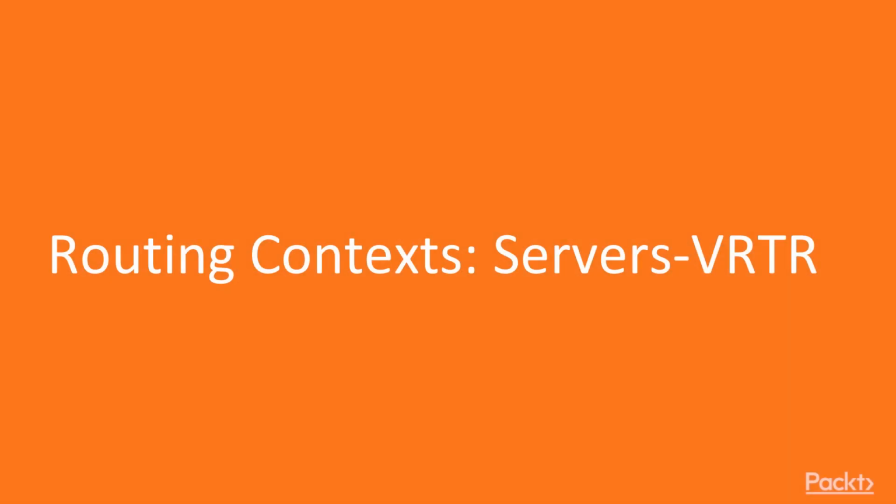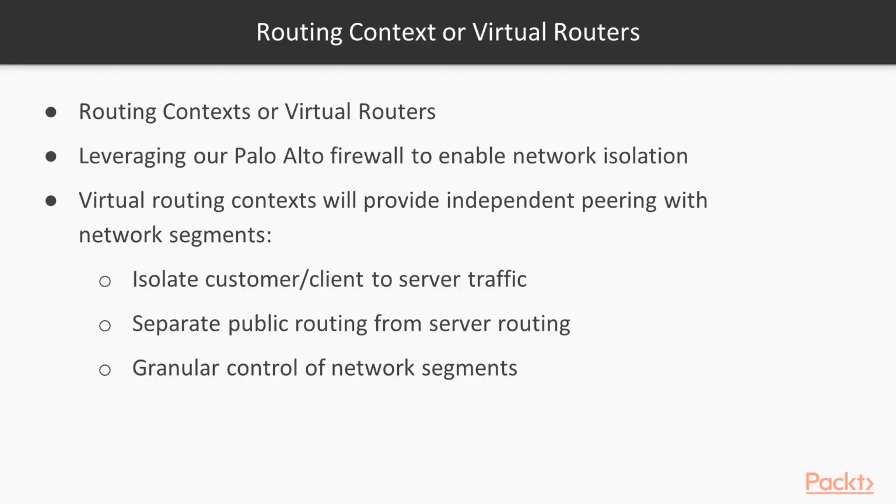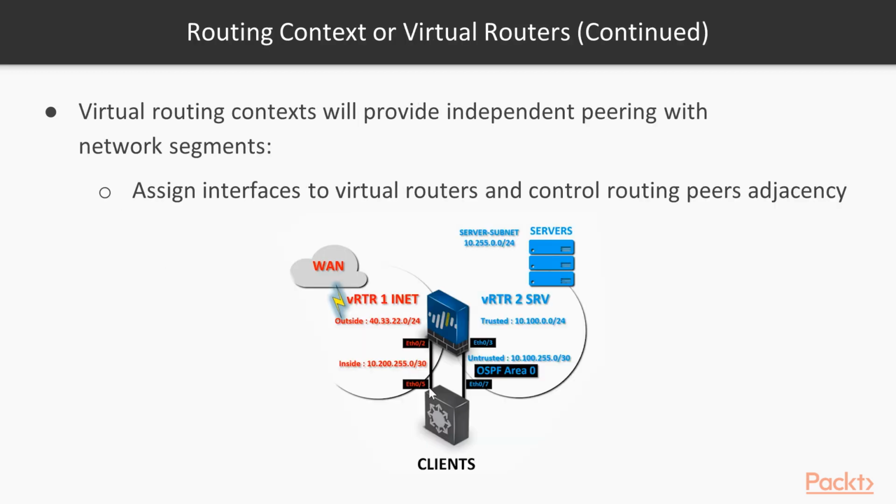Server's virtual router. Okay, so based on the slide, we already have this up and running. So we have .2 and .1, and I'm sending all the traffic, and it goes to the outside via router 1. Let's do the same thing for router 2.